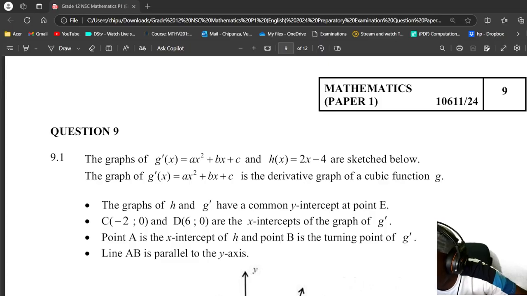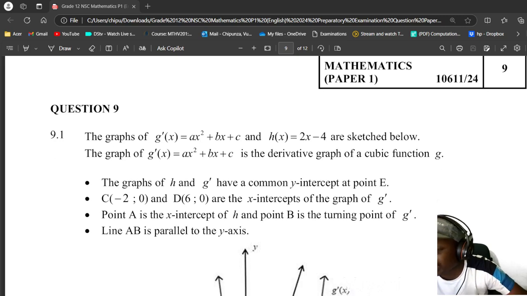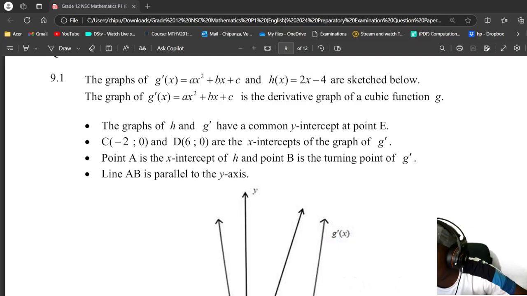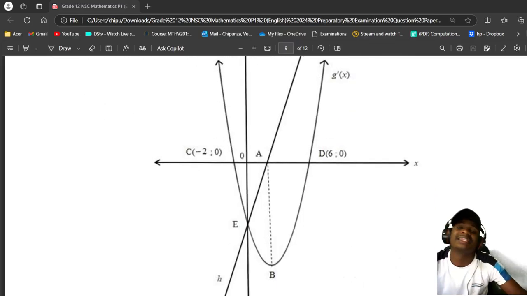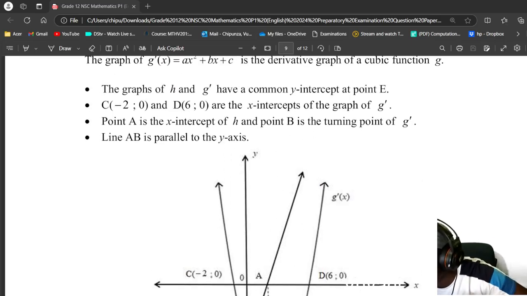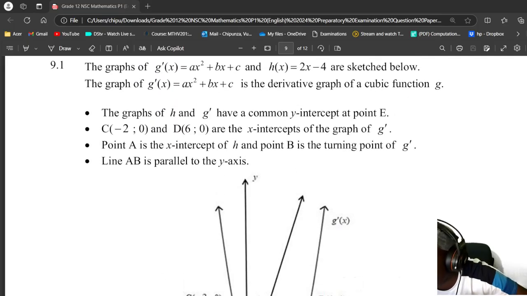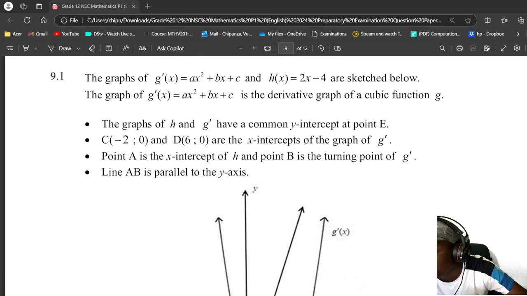The graphs of g prime of x is equal to ax squared plus bx plus c, and h of x is equal to 2x minus 4, as sketched below. The graph of g prime of x is the derivative graph of a cubic function g. The graphs of h and g prime have a common y-intercept, which is at point E. So we can already see that point E is a y-intercept, which means that the x value is equal to 0. We are also told that c is negative 2, 0. As you can see, that's an x-intercept, and d is 6, 0. Again, that's an x-intercept of that parabolic function.